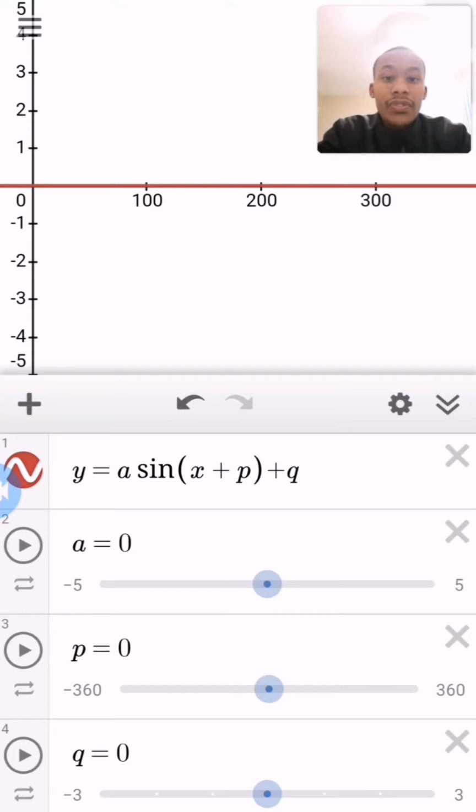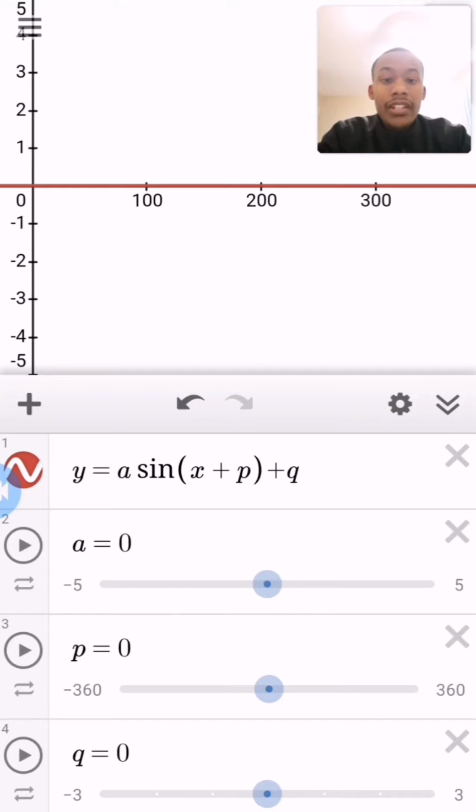Okay, so first of all, if you look at the graph in front of you, we have the y-axis on our left-hand side and the x-axis in the middle. Okay, and the x-axis goes from 0 to 360 degrees. The marking for 360 degrees isn't there, but I do have the markings for 100, 200 and 300, so you can kind of estimate where 360 is going to be. And then also the y values go up to 5 and down to -5.